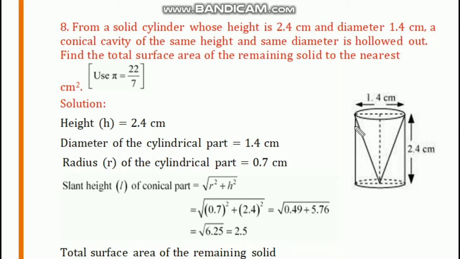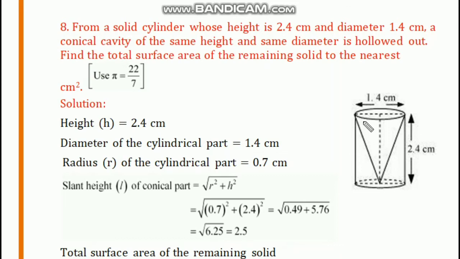Actually here we need to find out the total surface area. For that, we need to find out the curved surface area of the cylinder and at the same time the surface area of the conical cavity. Already this is a solid cylinder, and from the solid cylinder we cut out a cone. So that means we need to find out the surface area of this cone, that inside area.